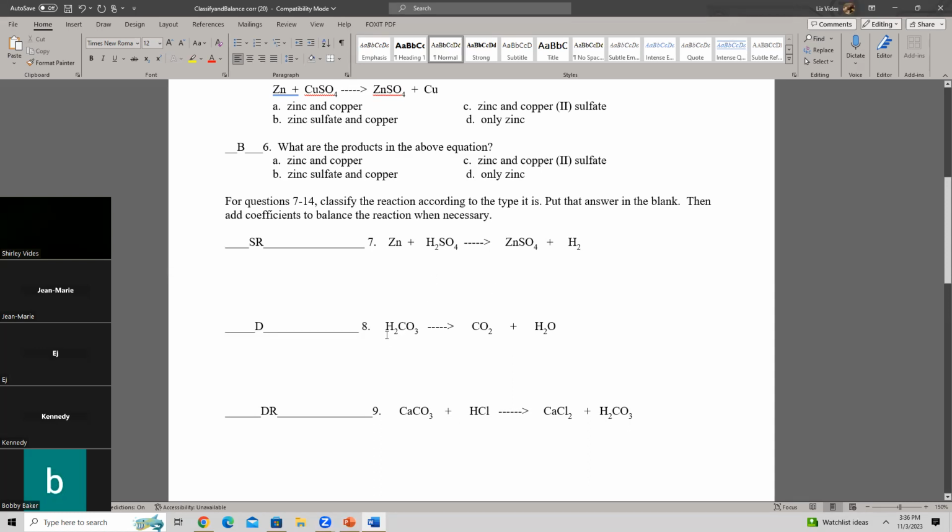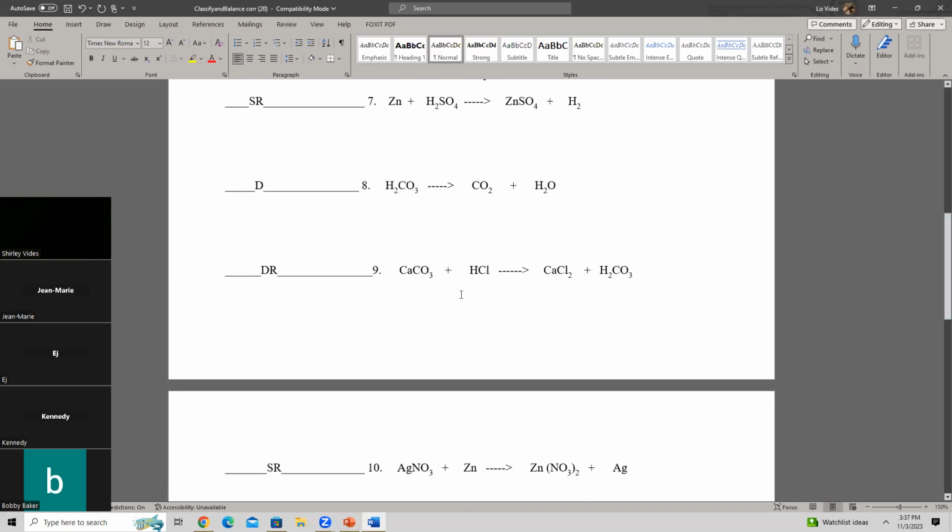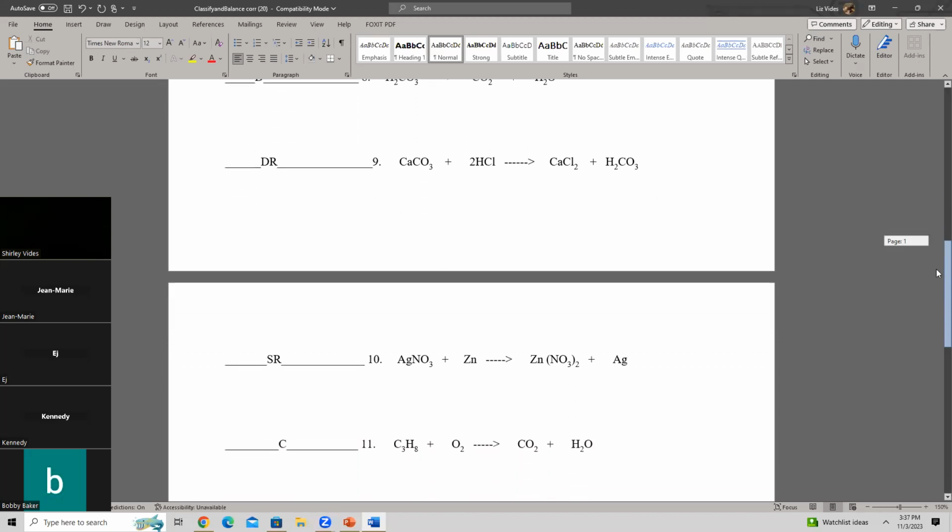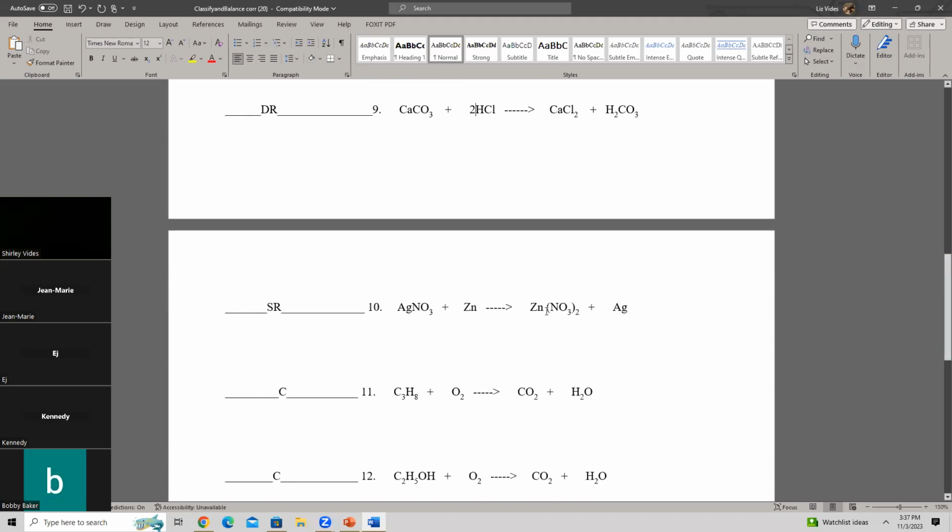This next one, 3 carbons, 2, yep, that one's balanced. That is balanced, 3 oxygens, 1 carbon, yep. Next one after that is not balanced because we have 2 chlorines and we need 2 of those. Therefore, now it's balanced. See how easy that one was? Next one after that, nitrates, there's 2, so we need 2 of these right here, right? And we need 2 silvers now, and that's balanced too.